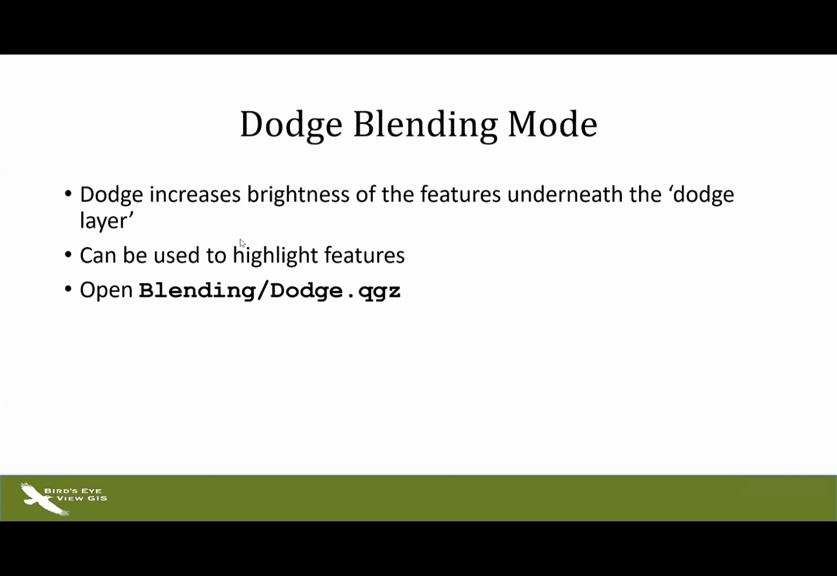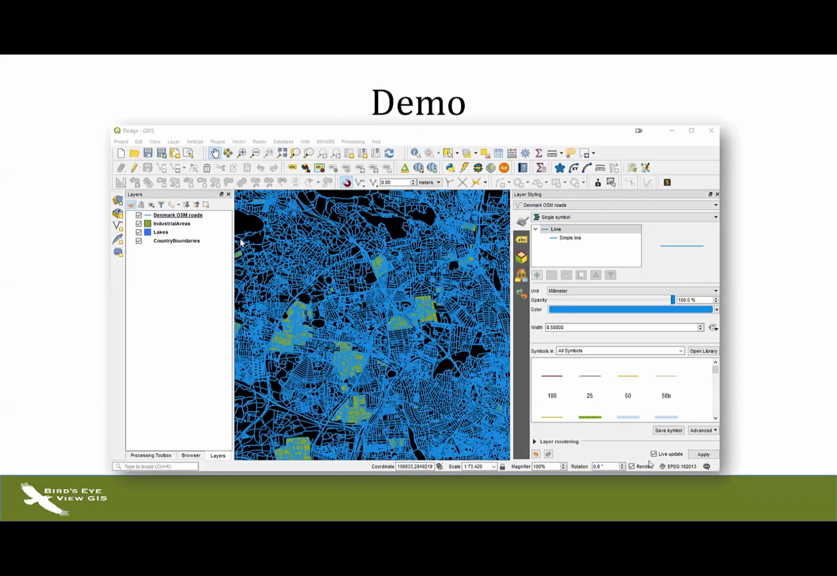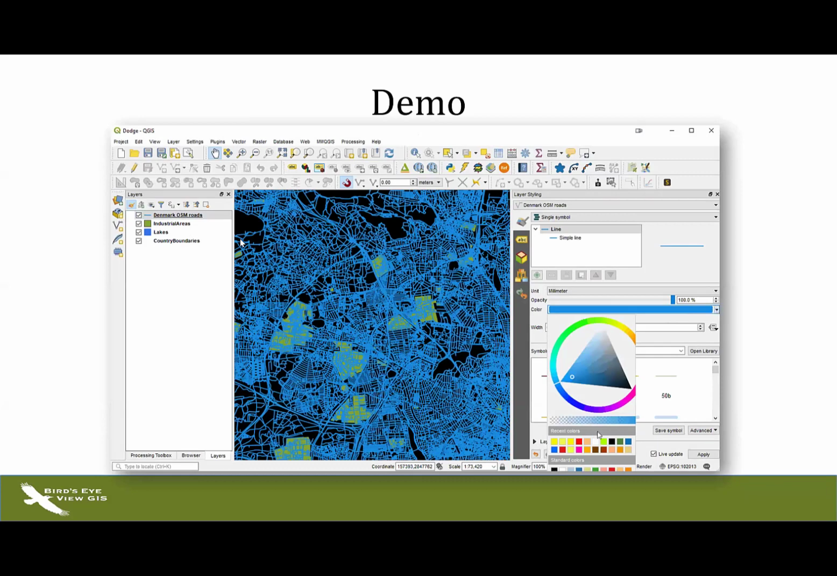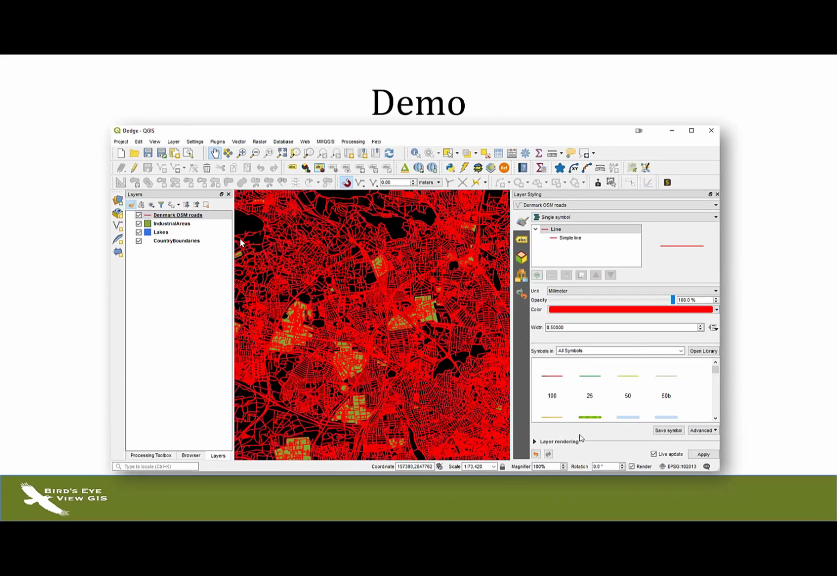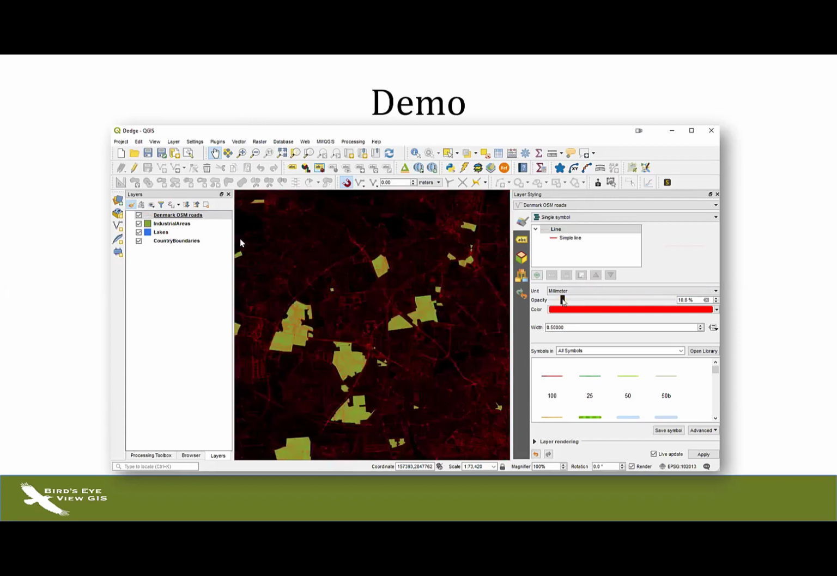And then we're going to give the industrial areas a blending mode of Dodge. The industrial areas will essentially disappear, but the roads that are in them will appear to be highlighted. So here with the roads, I'm going to give the roads a bright red color. And I'm going to use the opacity slider to make them almost completely transparent, down to like 10%, something like that.